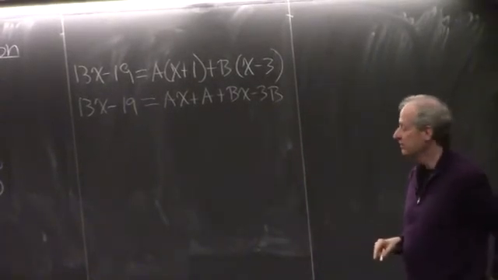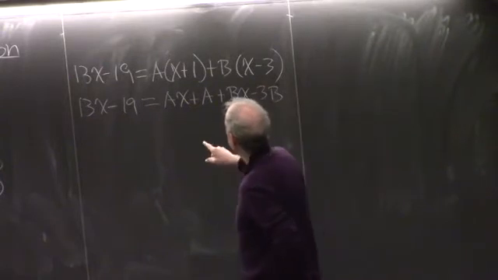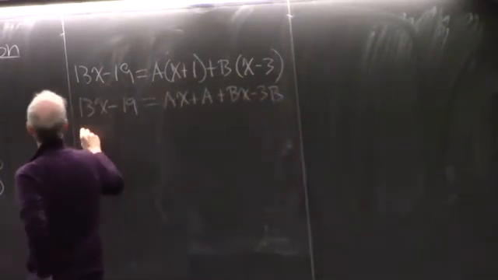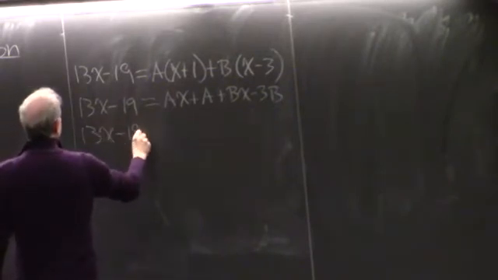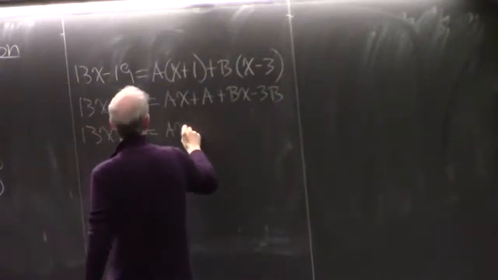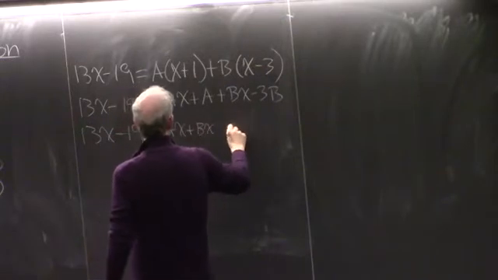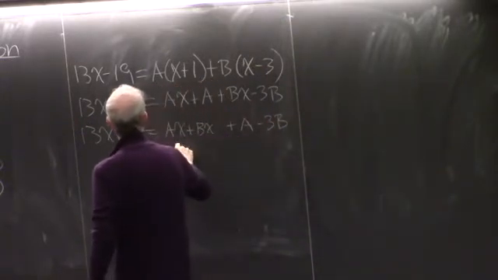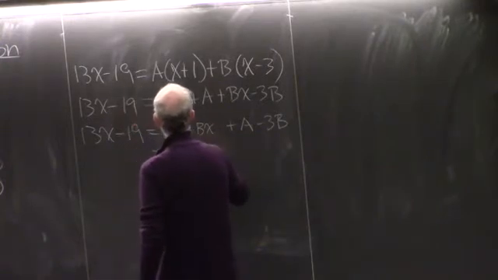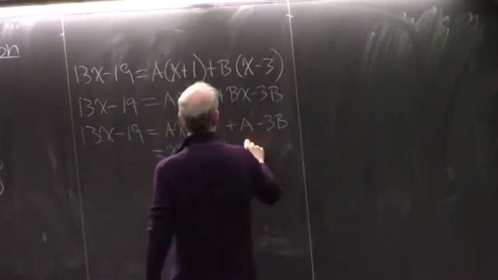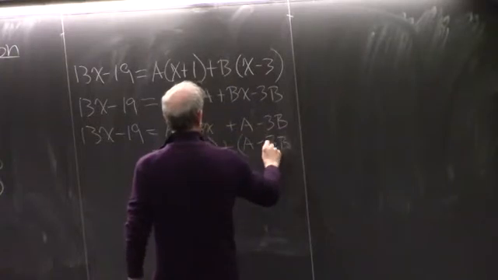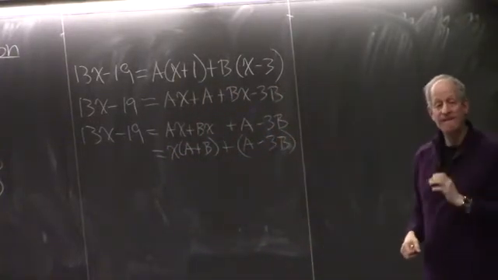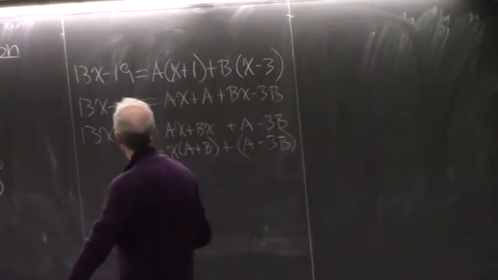So far, so good? Alright, now, group the two x terms and the two constant terms. So I have 13x minus 19 is ax plus bx plus a minus 3b, or if I factor out the x, a plus b times x plus a minus 3b. Got that, right? Take your time.